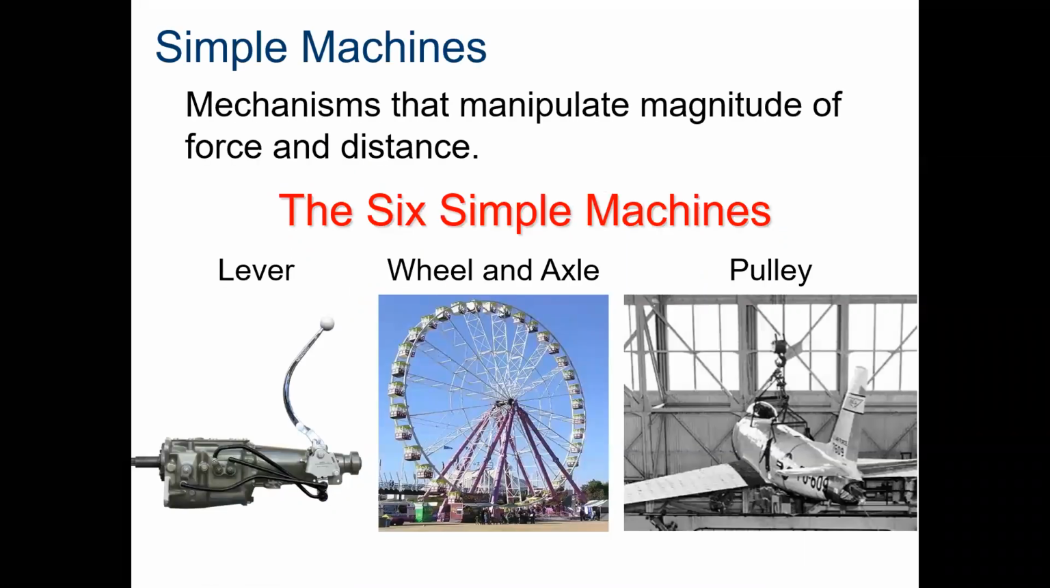There are six simple machines. The reason we combine three here, the lever, the wheel and axle, and the pulley, is that the base simple machine for all three of these is the lever. So the lever is the acting force behind the wheel and axle and the pulley. And all simple machines are mechanisms that will manipulate the magnitude of force and distance, and they'll use something called mechanical advantage, and we'll get to that in a minute.